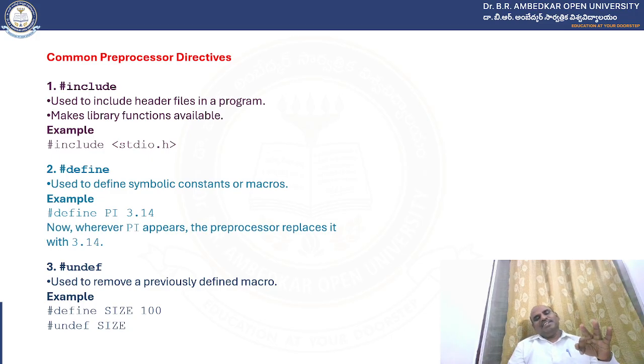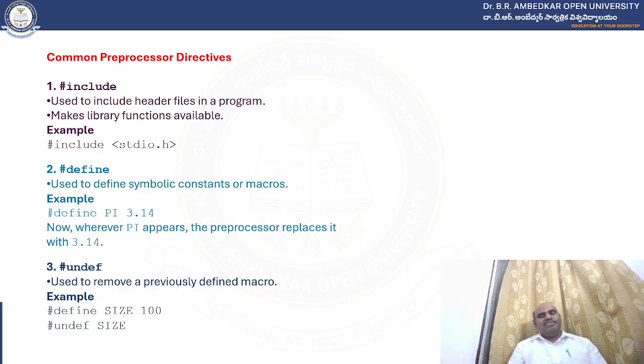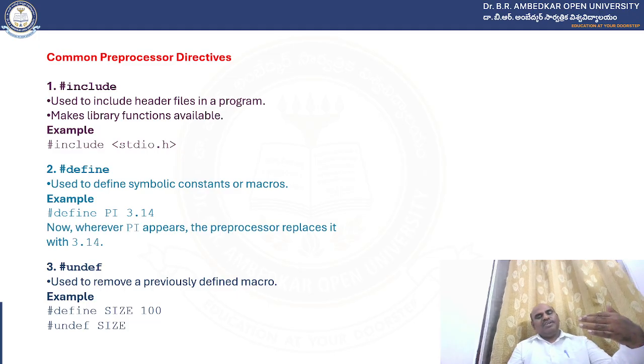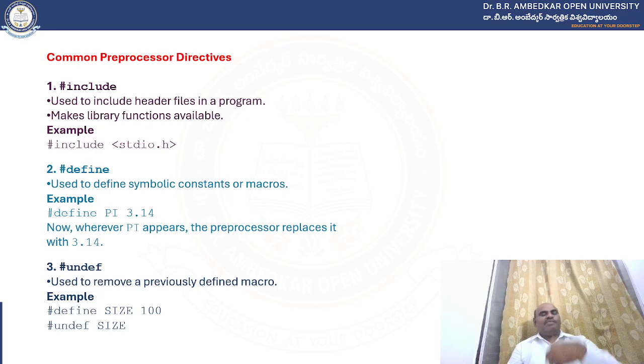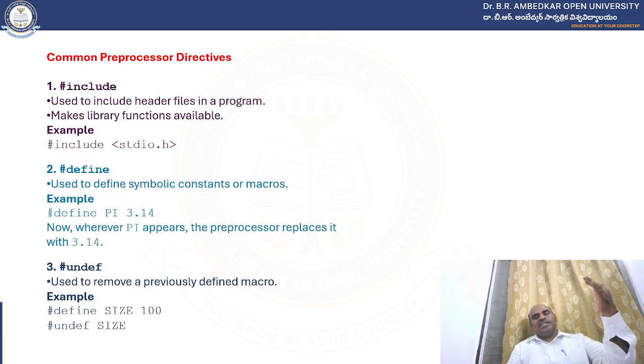There are many preprocessor directives, but mainly you can remember three types. One is hash include, second is hash define, and third is undef. Hash include makes library functions available. Define defines the constant value. Hash undef removes the defined macros. Very easy, no? These are the three common preprocessor directives.